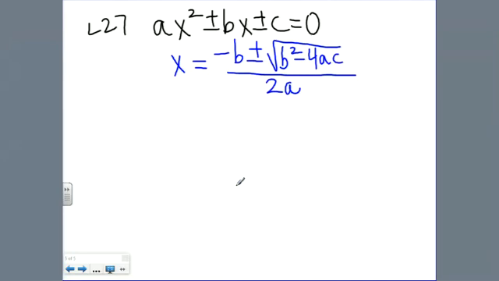Now the expression under the radical, its value has a special meaning and a special purpose. This b squared minus 4ac part is known as the discriminant. And it tells you beforehand the type of answers you should get. There are 3 possible scenarios.